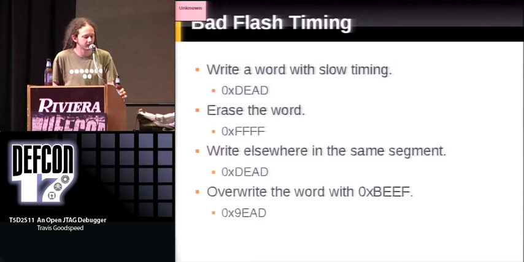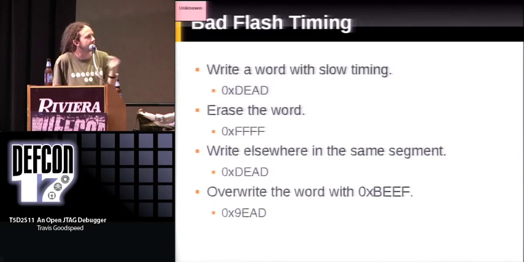I wrote, say, DEAD with slow timing. My clock was 35 kilohertz instead of 350. And then I erased that entire segment, including this word. When you erase flash memory, it goes up to ones, and then when you write it, you're actually clearing out individual bits to get zeros. If I wrote anywhere else within the same segment, suddenly the erasure for this word would fall apart. And the next time I write it back, I would see the original value that I'd written previously.